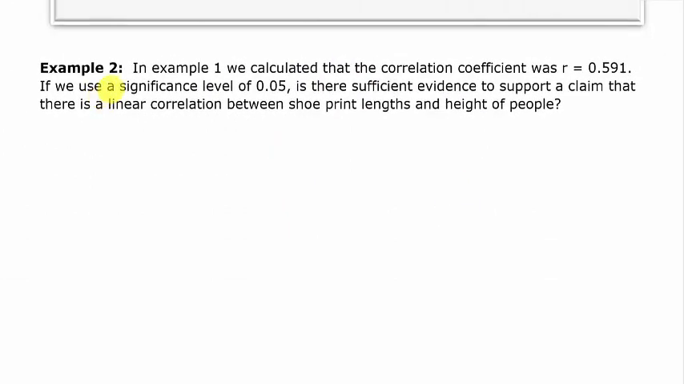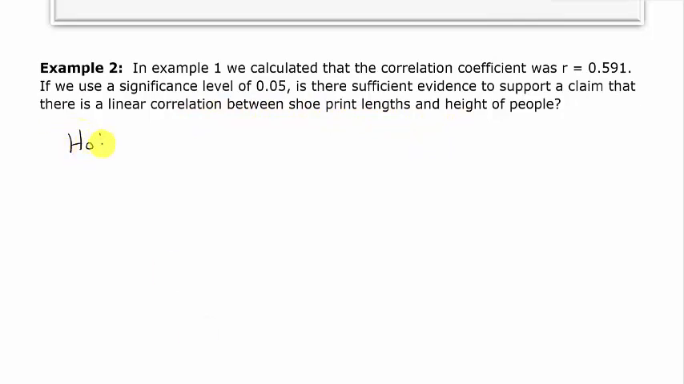In this example, we're going to take a look at example 1, where we did a hand calculation to find the correlation coefficient, and we found that R was 0.591. If we use a significance level of 0.05, is there sufficient evidence to support the claim that there is linear correlation between shoe print lengths and height of people?